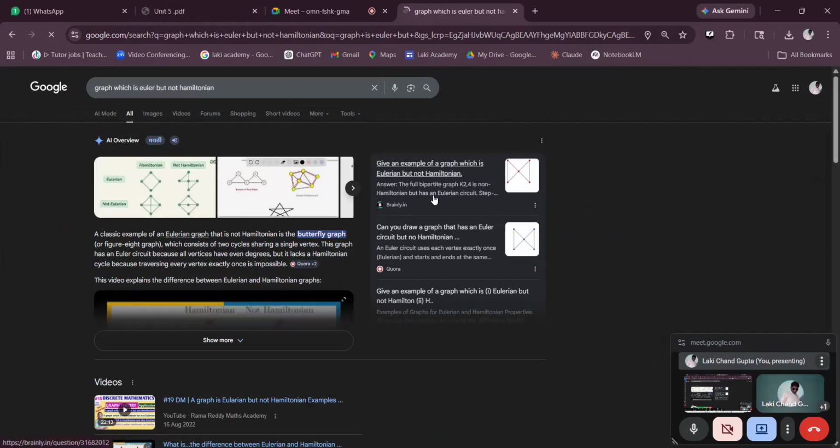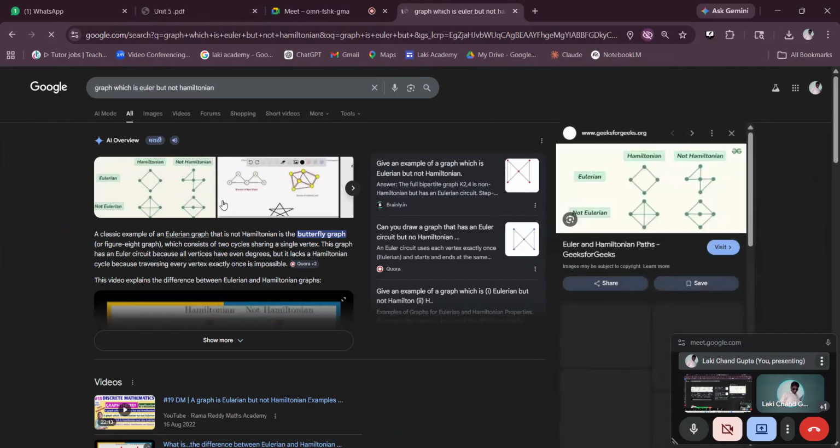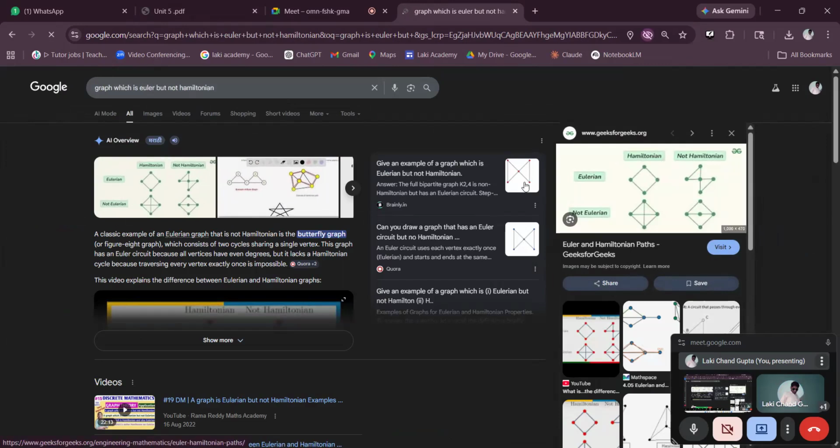See this graph, learn this graph. I explain this. The first graph is both Eulerian and Hamiltonian because you start from this point and end at this point, covering all vertices and edges. This means it is Eulerian and Hamiltonian, right?